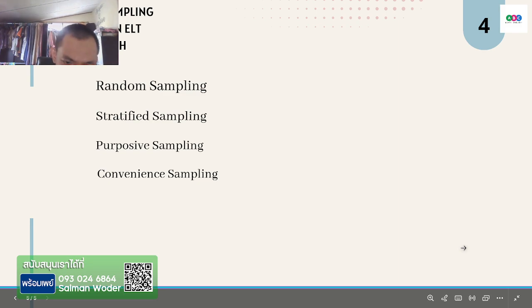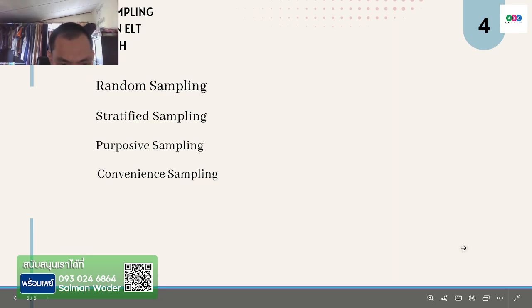So for example, in an ELT example, if you're investigating the impact of a new teaching method on different proficiency levels, you would first divide your student population into proficiency strata, for example beginner, intermediate, and advanced. Then you would randomly select a proportional number of students from each level to ensure your sample includes sufficient representation from each group.